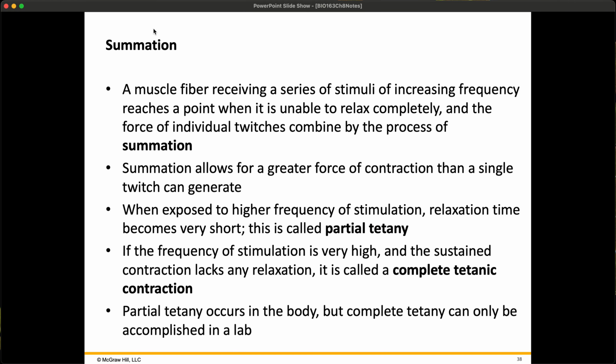So what can happen through summation, though, is that you start to add all of those electrical impulses. A muscle fiber receives a series of stimuli of increasing frequency until it's unable to relax completely. We call that summation. Think about a bunch of small signals all being sent in a very short period of time. That causes the muscle to basically stay contracted.